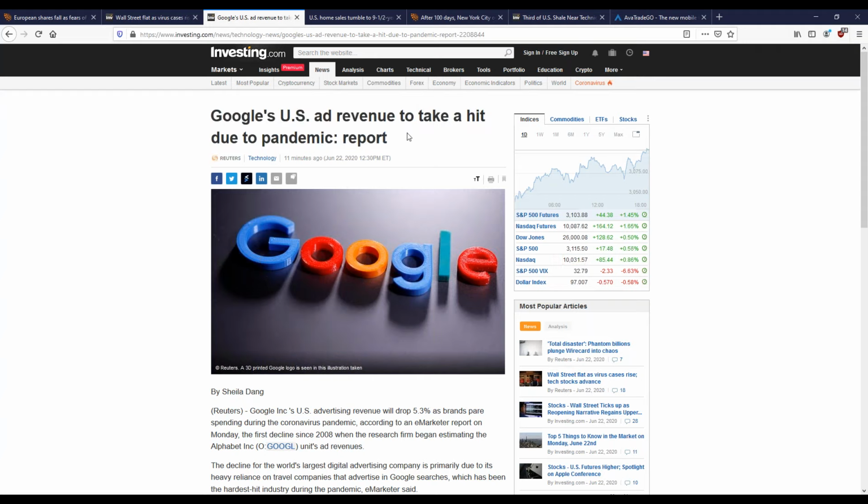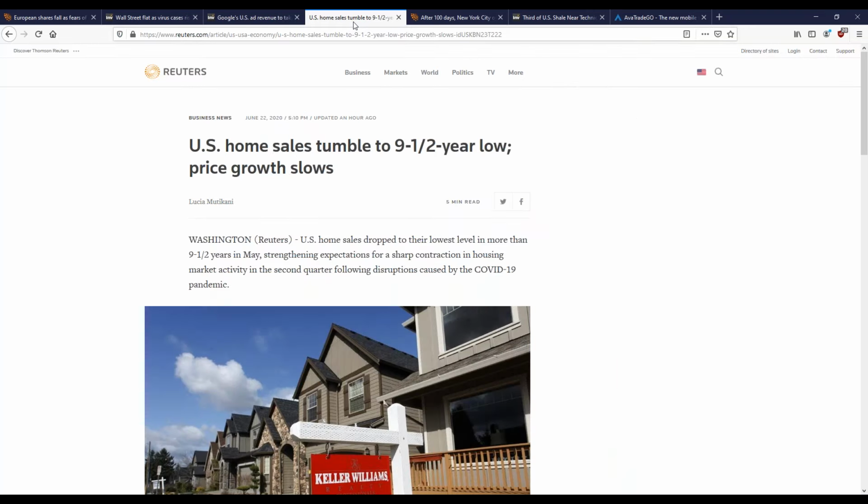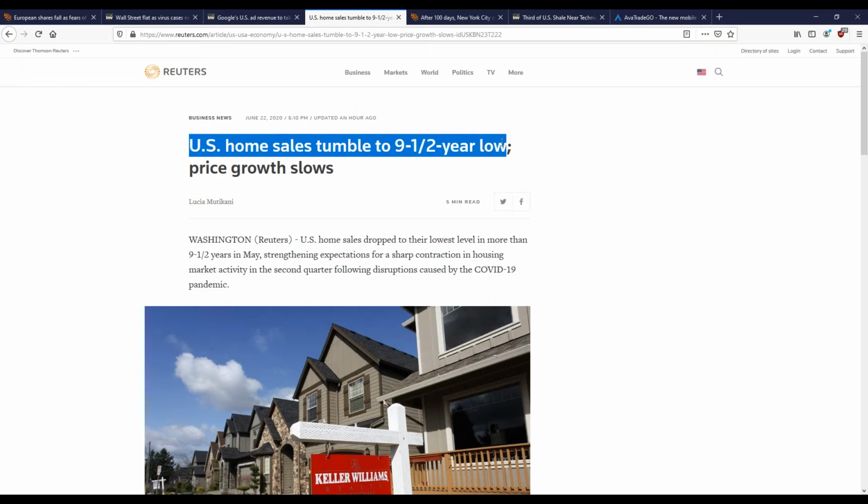Google may be expected to take a hit soon because some of the pandemic may be catching up with even some of the tech stocks now. And then some other bad news. U.S. home sales came out today, worse than expected.